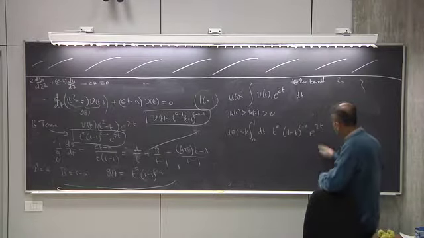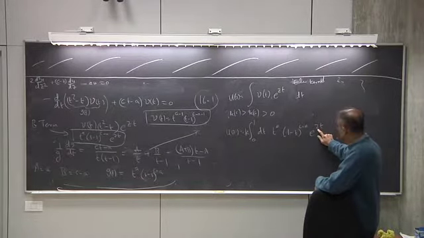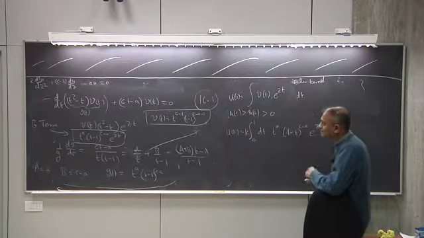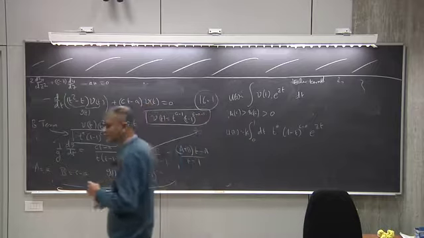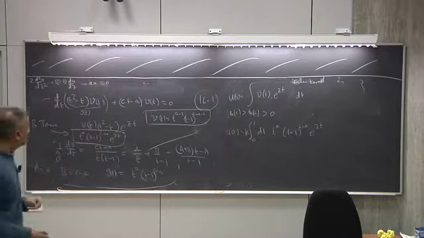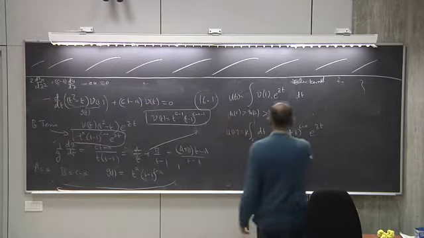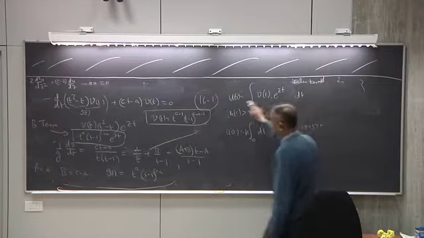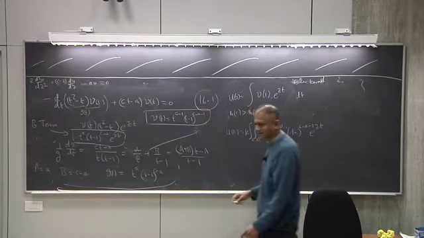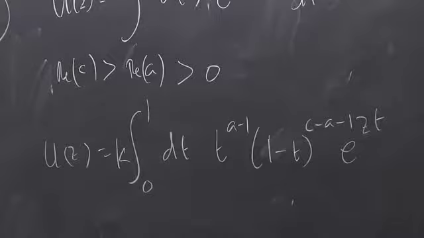Now, let us expand. Which one should we look at? V is t raised to a minus 1? Sorry? V is t raised to a minus 1. Correct. This is c minus 1. This V is that. Correct. Yeah. Okay, so this is the solution.